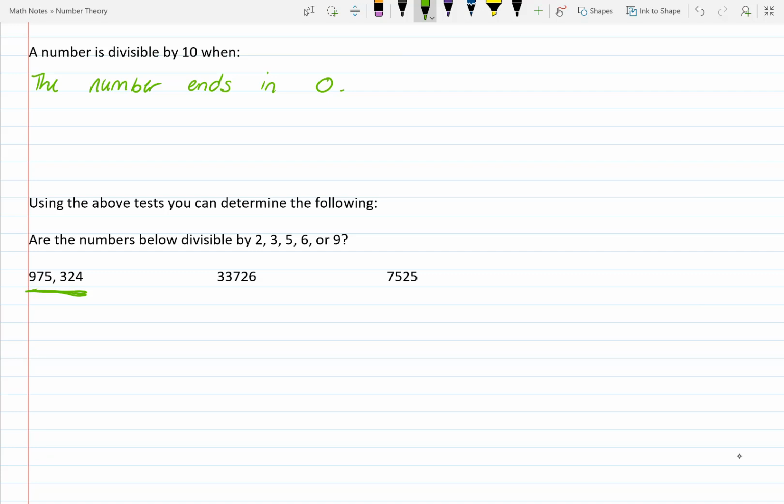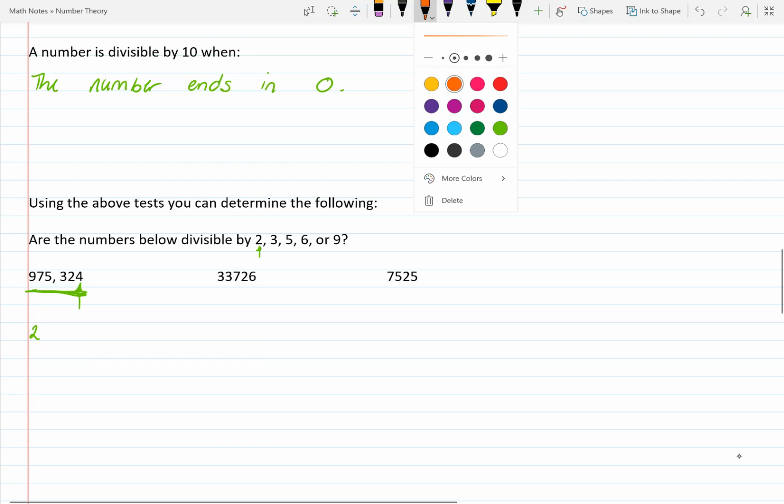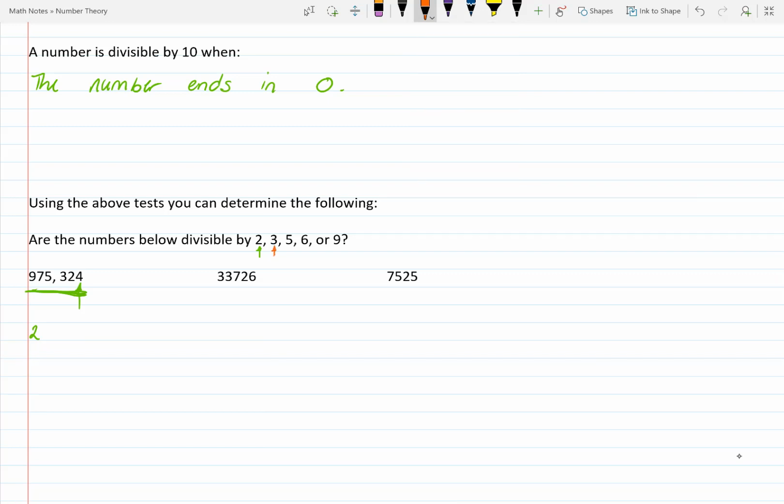Well, this number ends in an even number, so yes, it is divisible by 2. Now, we want to check whether or not it is divisible by 3. Well, we need to add up the digits. 9 plus 7 is 16. 16 plus 5 is 21. Plus 3 is 24. Plus 2 is 26. And plus 4 is 30. Well, 30 is divisible by 3. So yes, that number is divisible by 3.